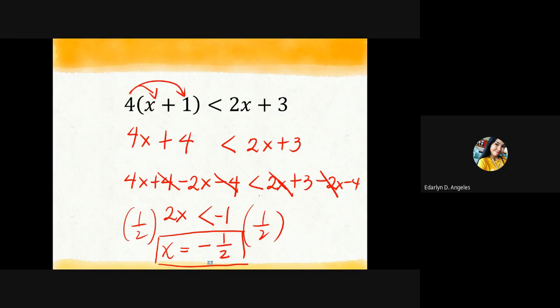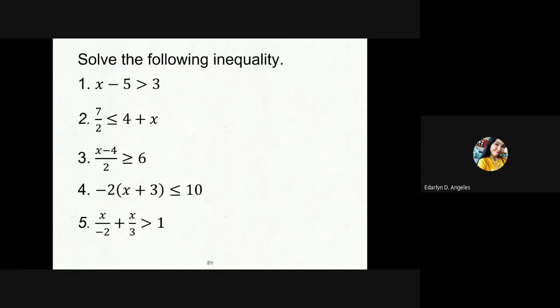Alright, so it's now your turn. Kindly solve the following inequalities.